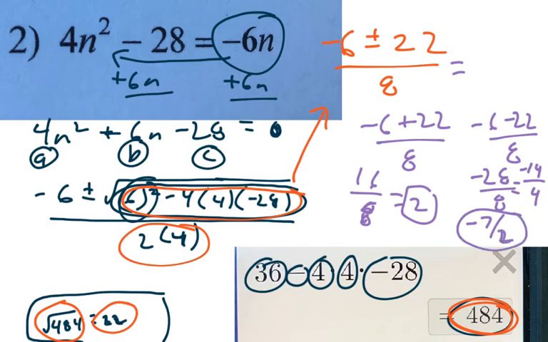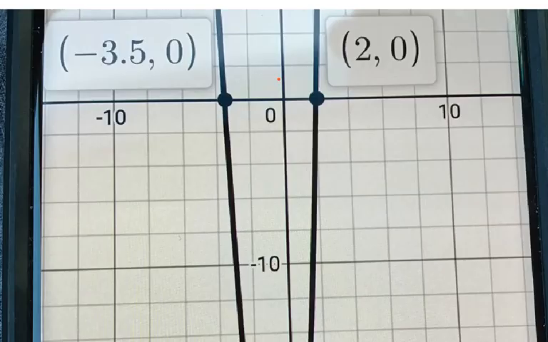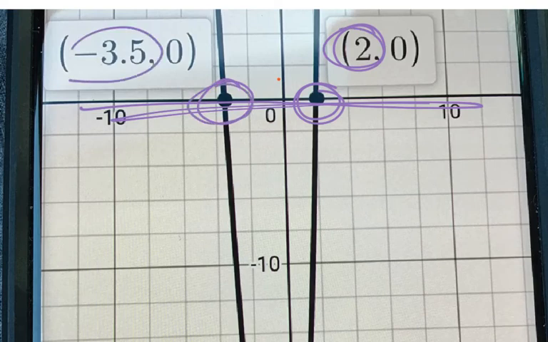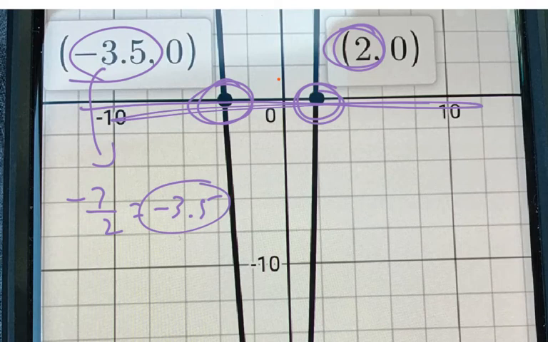Again, let's check our answer with Desmos. 2 and negative 7 halves is what we got. Here again is our x-axis. Notice it crosses on the right at positive 2. It crosses on the left on the x-axis at negative 3.5. Now remember, negative 7 over 2, if you divide that, guys, is negative 3.5.